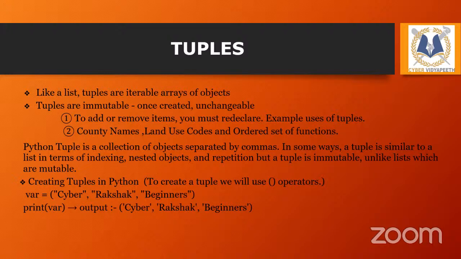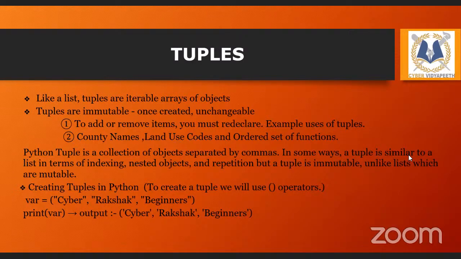So, creating tuples in Python. To create a tuple, we use the small bracket operators. Var equals, you can see Cyber Rakshak beginner as an example. So let's do that. Let's do var equals, and let's create a tuple. I'm going to use double quotes. Actually, technically, even single quotes would work.